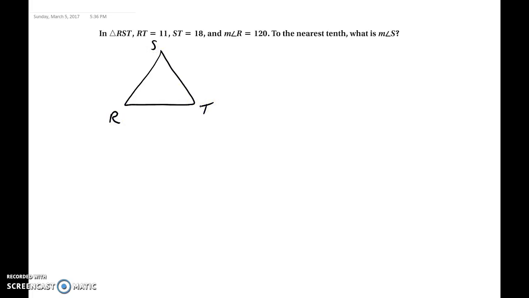So we have triangle RST. We know RT is equal to 11. We know ST is equal to 18. The measurement of angle R is equal to 120 degrees. And we want to solve for the measure of angle S. So it means we're going to solve for this here.